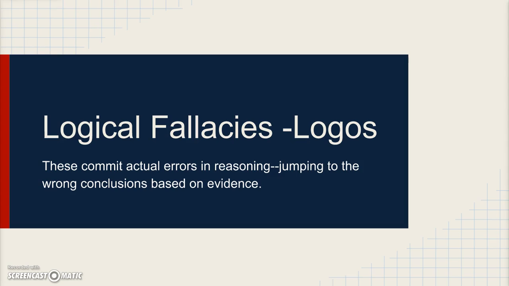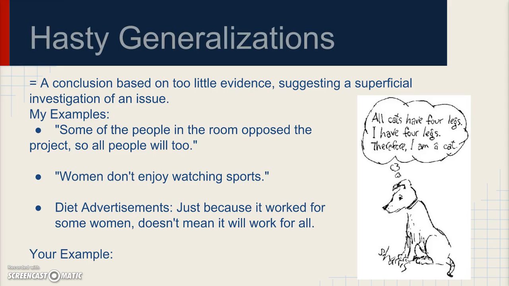The last section of logical fallacies is the logos section, and these fallacies commit actual errors in reasoning, so jumping to wrong conclusions based on the evidence that you have. So the first one is hasty generalizations. And hasty generalizations is a conclusion based on too little evidence, suggesting a superficial investigation of an issue. So you're making a conclusion even though you don't have enough evidence to prove it.